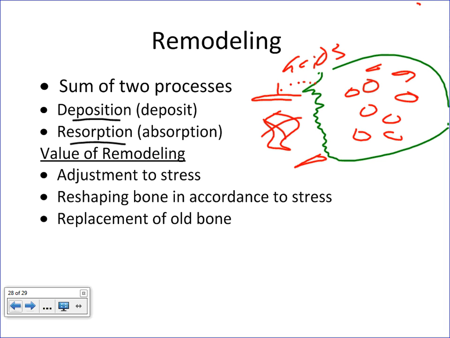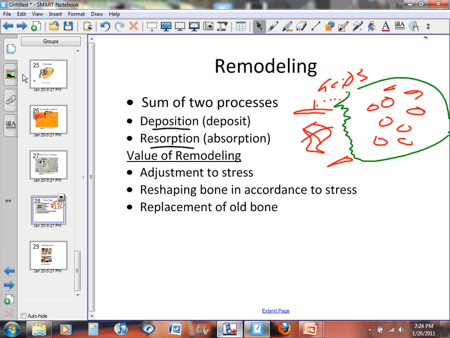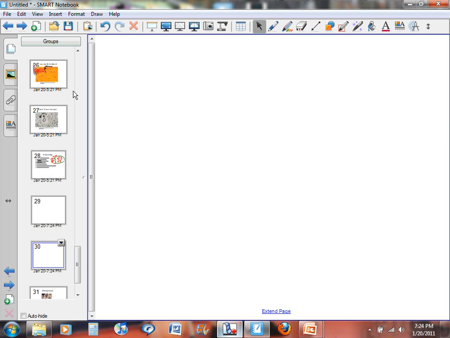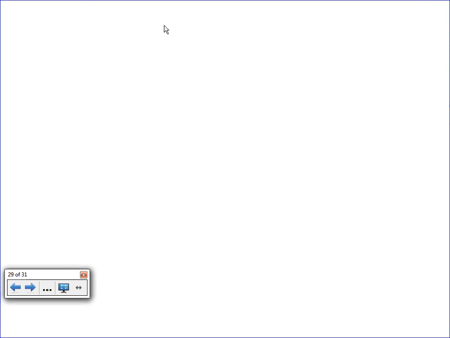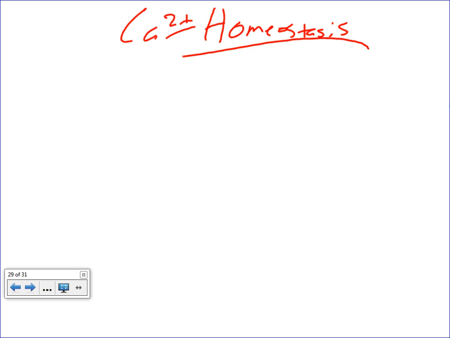And so now the question is, how are these cells activated? How are osteoblasts and osteoclasts activated? How do we actually know when and how to use them for the remodeling process? Essentially, there are a couple of different situations in which we would see this. For starters, let's talk about calcium homeostasis, because how we regulate calcium essentially plays a role in how these cells are activated and how we utilize them as well.